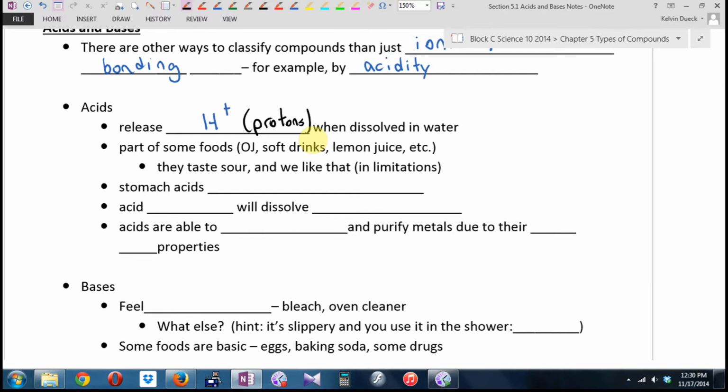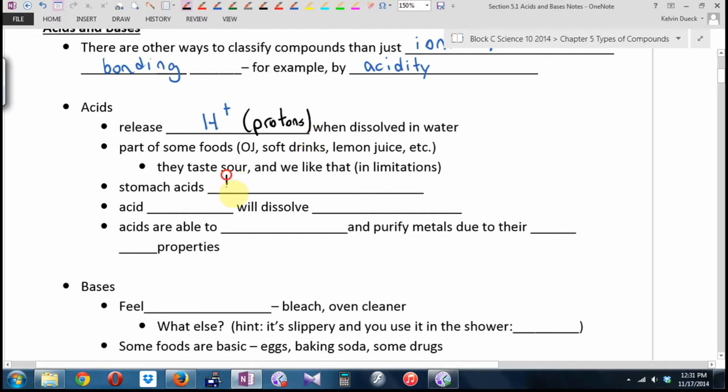They're part of some foods. Orange juice is acidic. That's why it hurts your eyes if you ever get it into your eyes. Soft drinks are acidic. Lemon juice. What do OJ, lemon juice, soft drinks have in common? They taste sour, and we like that in our food in limitations. If any of you go into becoming a chef, one of the things they'll talk about is, you add some acid to a food, and then you want to add some sweetness. It's part of balancing flavors. So we like sour things, as long as they're not really sour.